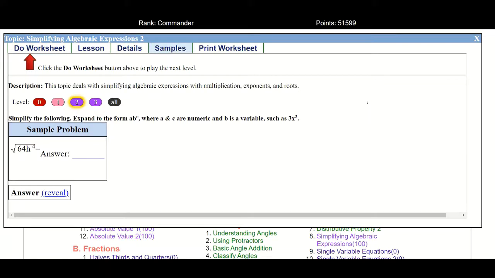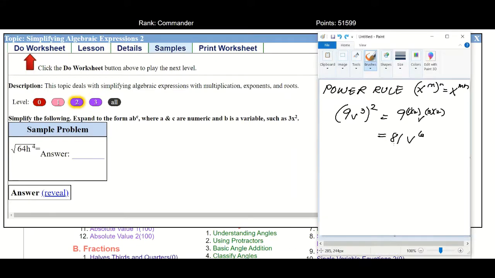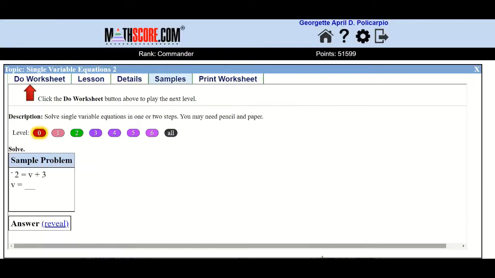Next. Dito naman po, square root of 64h to the 4th. Sa mga ganyan, huwag kayong matataranta kasi na-discuss naman natin yung squares and square roots dati. Para rin yang power rule, pero instead of having 2 as an exponent or 3 or a whole number, ang exponent natin dyan ay fraction.